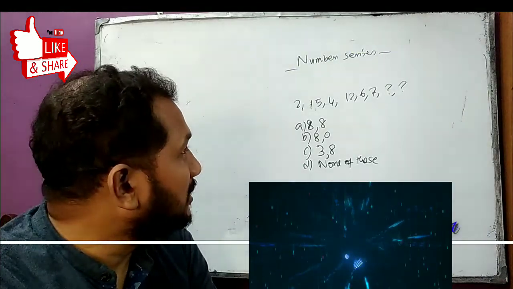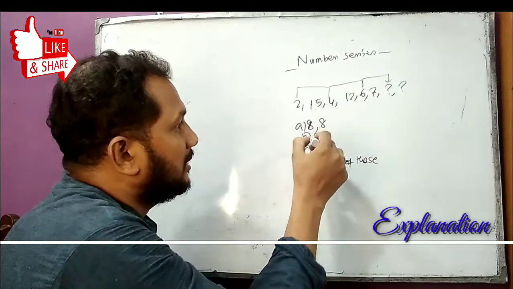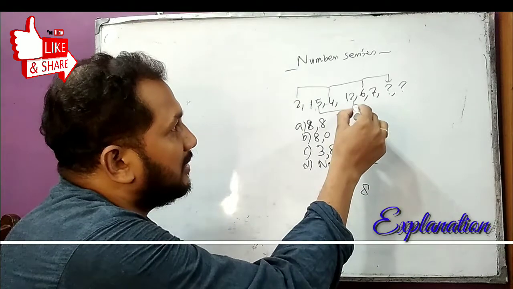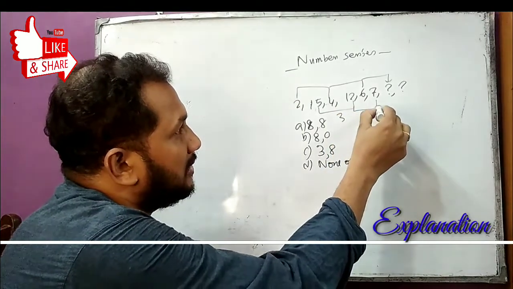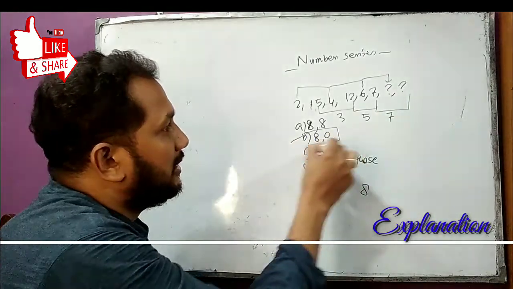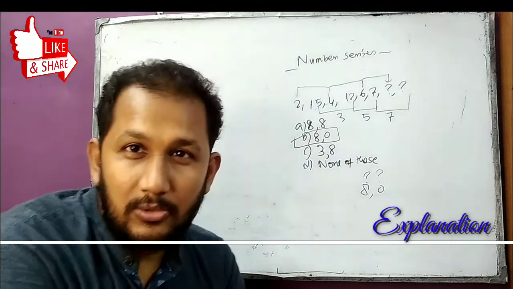There are two series, that is 2, 4, 6, and the next is 8. The other series has a gap of 3, then a gap of 5, then the last number should have a gap of 7. It is equal to 0. So the answer is 8 and 0.